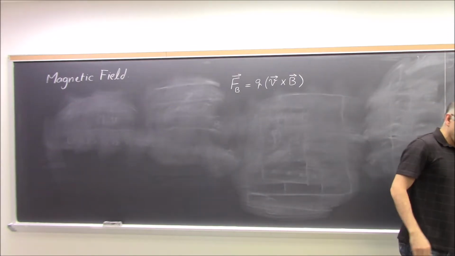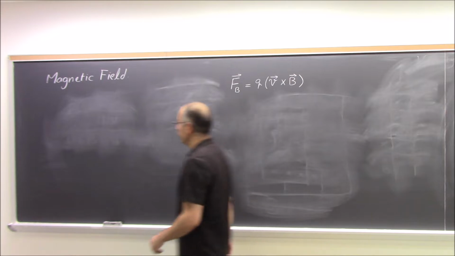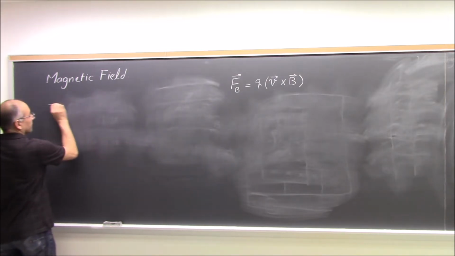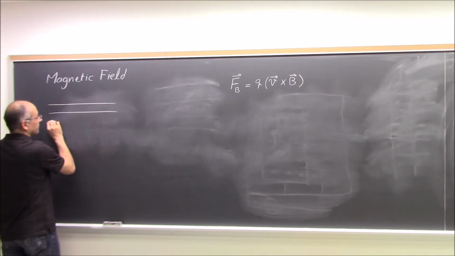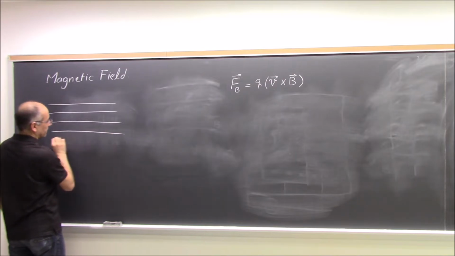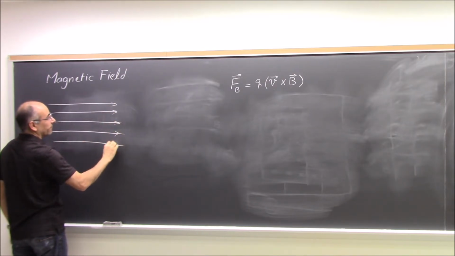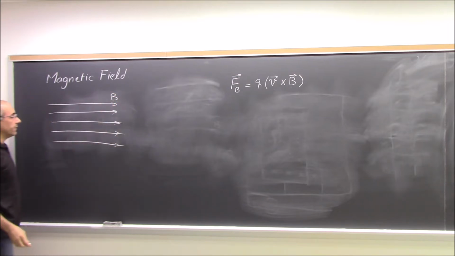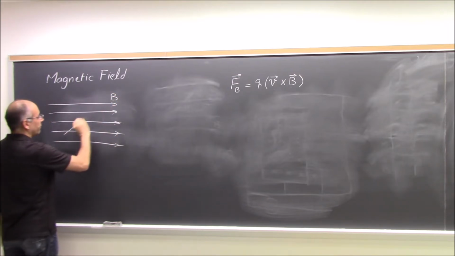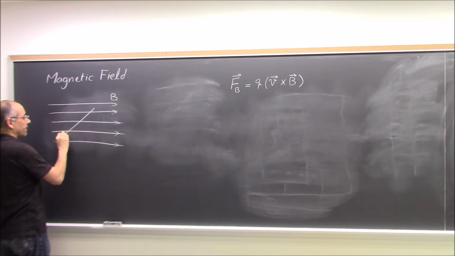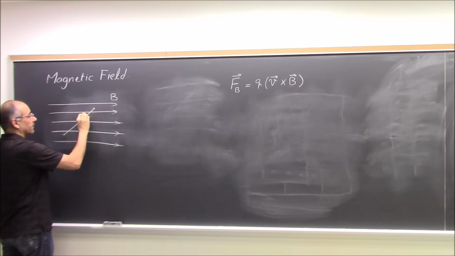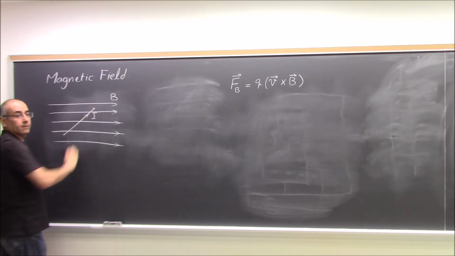So what happens if you have a magnetic field? Let's say there's a magnetic field this way, B field, and you have a piece of wire that has current in it. Let's say it has current I in it.